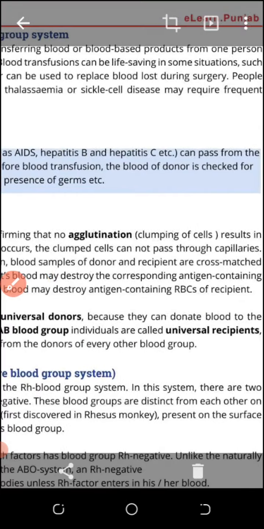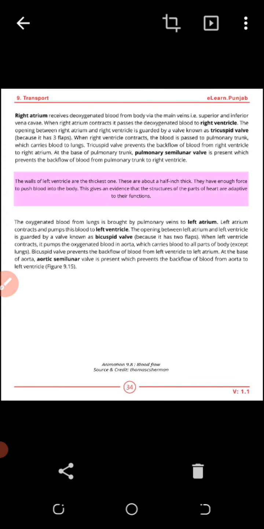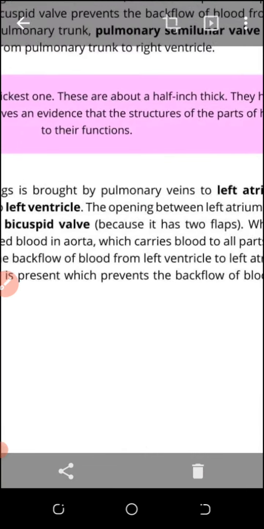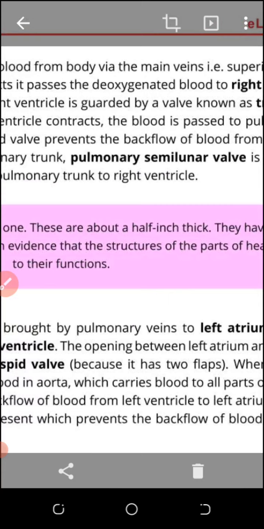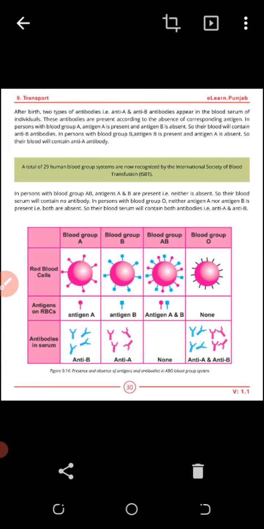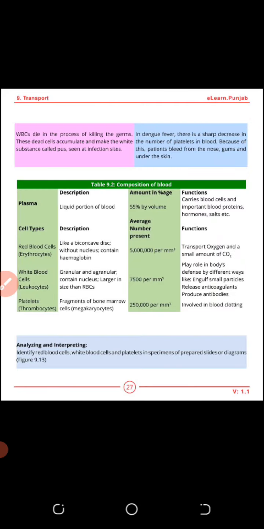And we cannot give a different blood group because agglutination occurs, clumping of the cells occurs, and a hemolytic reaction occurs. Semilunar valves are present in the pulmonary artery and aorta. They do the same function as the bicuspid and the tricuspid valve in the heart, and valves wherever they are present are just preventing the backward flow of the blood.